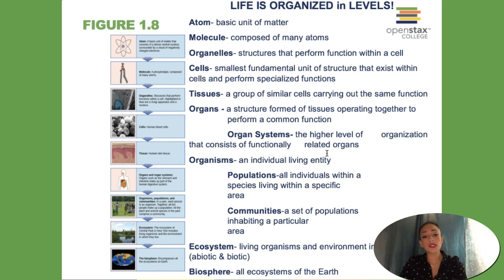Okay? Then you have tissues, a group of similar cells carrying out the same function. That's what a tissue is. Then you have organs. An example of an organ might be your heart, your liver, your kidney, your pancreas. An organ is formed of tissues operating together to form a common function. So your heart is a group of tissues working together to pump your blood throughout your entire cardiovascular system. Then your organ system, like your cardiovascular system, is a higher level of organization that consists of functionally related organs together.